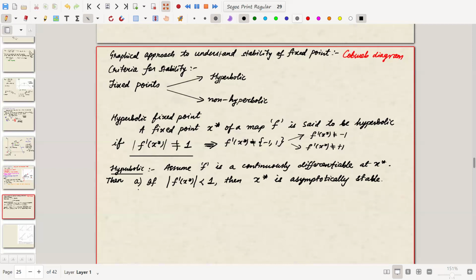Because you are already taking a hyperbolic fixed point. Since you have this less than 1, it always says that this is not equal to 1. This function is for real numbers. I'm not saying x is -1 or 1. I am saying f prime of x is -1 or 1.